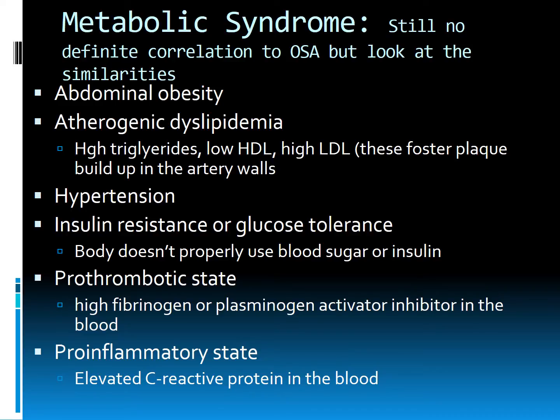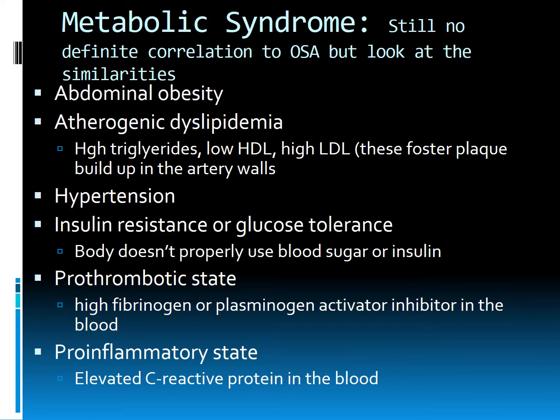So again, some of the similarities with metabolic syndrome: they have abdominal obesity, atherogenic dyslipidemia, that's your high triglycerides and your low HDL, high LDL. These are the things that foster plaque buildup in those artery walls, so that's bad. Hypertension, insulin resistance or glucose intolerance, the body doesn't use the blood sugar or the insulin properly. Prothrombotic state, high fibrinogen or plasminogen activator inhibitor in the blood, and a pro-inflammatory state. This is elevated C-reactive protein in the blood.